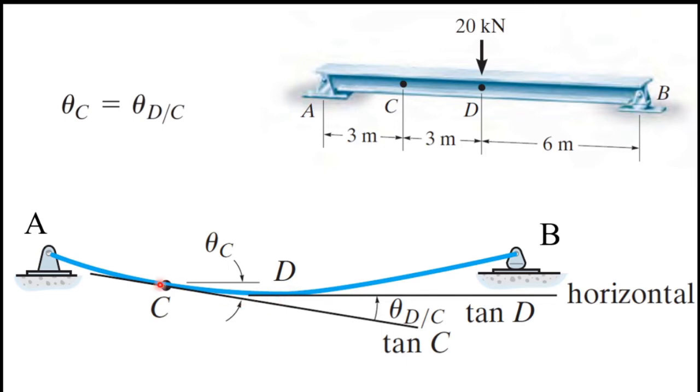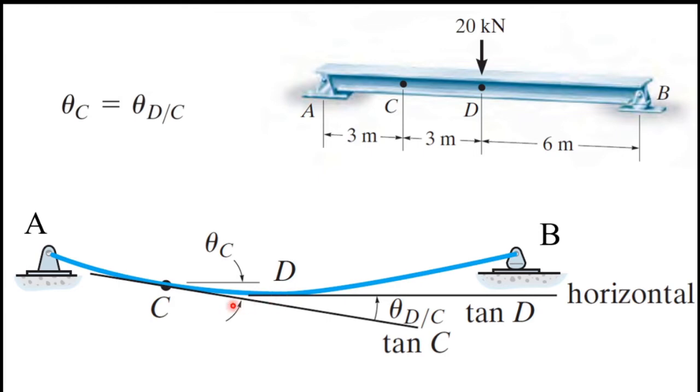So since this is a symmetric structure, when I draw a tangent line at D, it will be a horizontal line. So you can see I wrote it here as horizontal, because if I draw a tangent line at D, it will be a horizontal line, and I mark it as tan D. So that is the tangent at D.